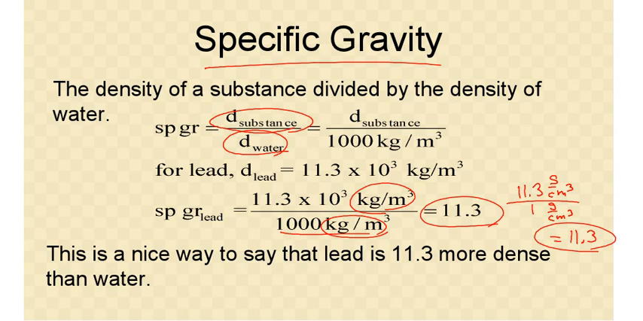That's a way to say that lead is 11.3 times more dense than water is. We're using water as the reference. We're saying lead is 11 times more dense than that. And you could see how you could do that with any of those materials.